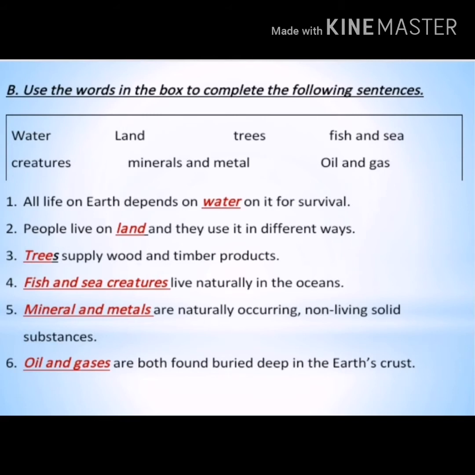Minerals and metals are naturally occurring non-living solid substances. And we have the last one: oil and gases are both found buried deep in the earth's crust. So don't confuse number 5 and number 6. These are what you should concentrate on more, especially minerals and metals. We said that they are naturally occurring non-living solid substances. And the last one, oil and gases, are both found buried deep in the earth's crust.